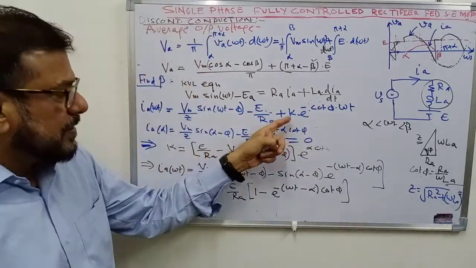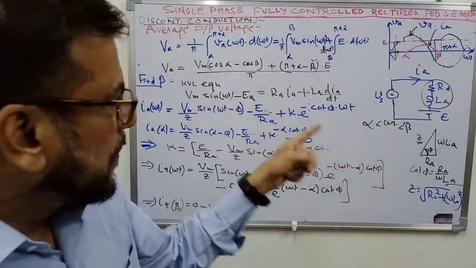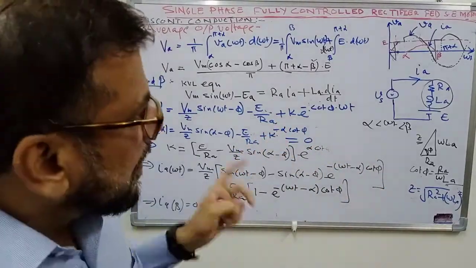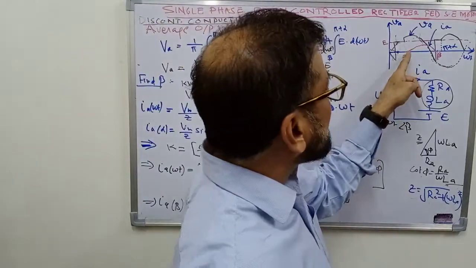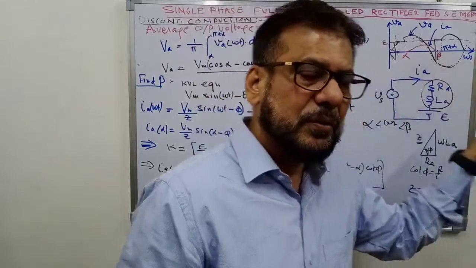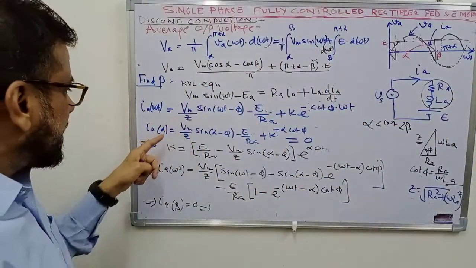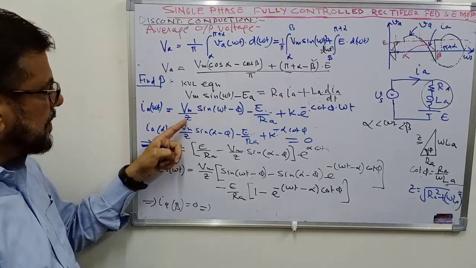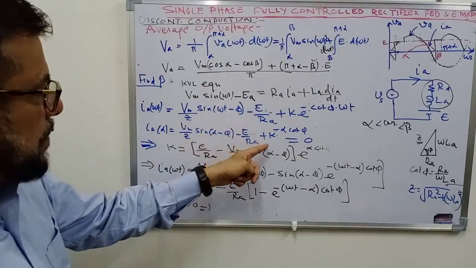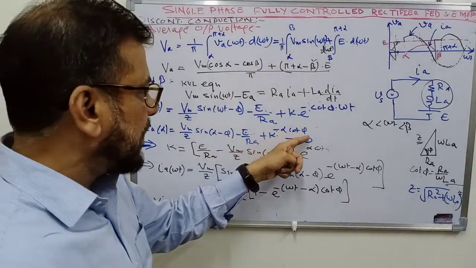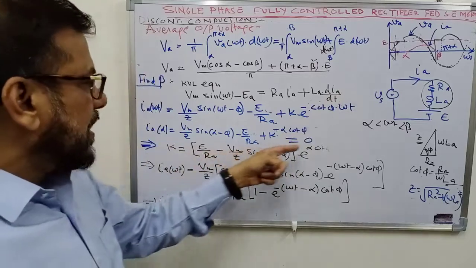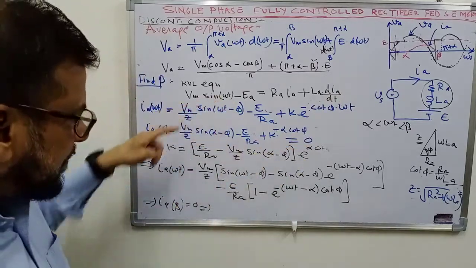Now in this the constant k is not known, so you have to determine the value of k using some boundary condition, and the boundary condition that is readily known to you is that at omega t equal to alpha the current is equal to 0. So just put omega t equal to alpha and find out Ia alpha. So Vm by Z sin alpha minus phi minus E upon Ra plus k into minus alpha cot phi. Plus of omega t, I put alpha here. So this is the equation, and everything is known to you.